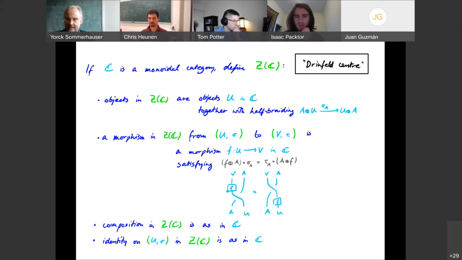Chris, would you agree with what I said? Yes, I would agree with that. So the emphasis is very much on these half braidings and these coherences. The object can have more than one half braiding, for example. So in that sense it is definitely not a subcategory.